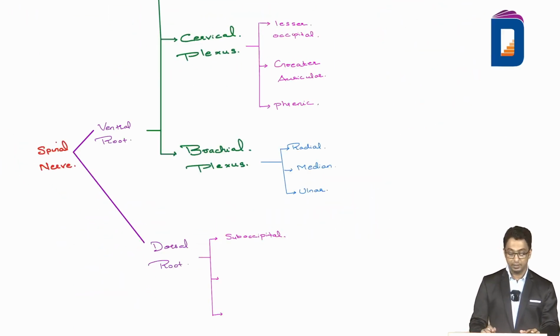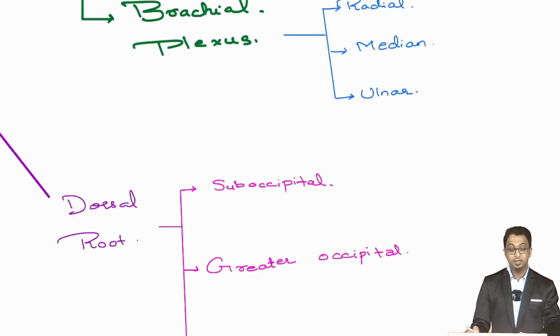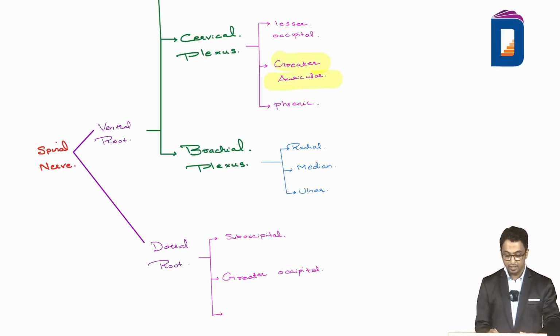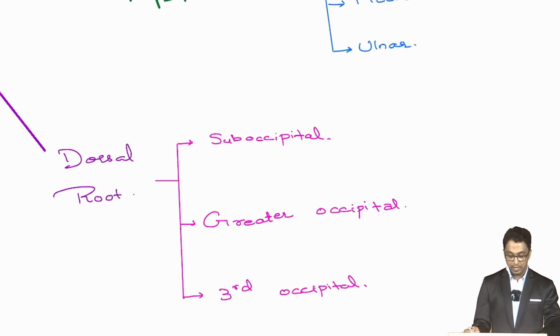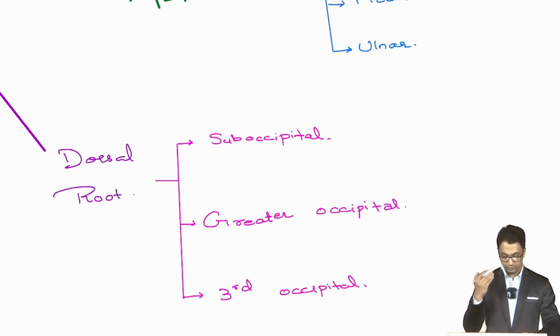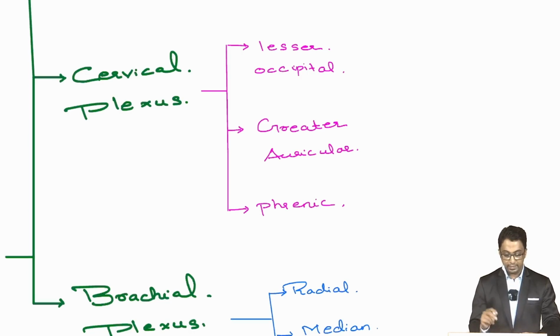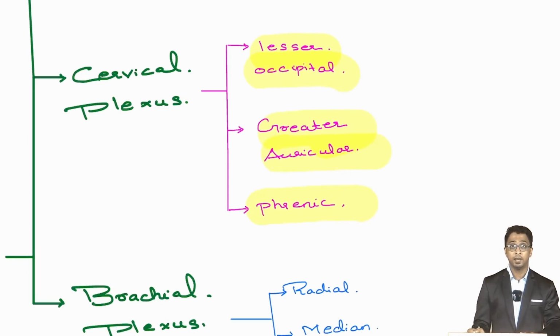Then, when you come on to the dorsal root, you have the suboccipital. So remember, lesser occipital is in the cervical plexus. Suboccipital is here, that's important to note. So suboccipital you come across again, don't be confused. So the dorsal root has the suboccipital nerve, and the greater occipital. So again, greater auricular and greater occipital, two comparisons. Then the third occipital. So the dorsal root has suboccipital, greater occipital, and third occipital. Whereas the cervical plexus has lesser occipital, greater auricular, and phrenic nerve, which supplies the diaphragm. If you have solved anatomy, you would have come across the phrenic nerve.